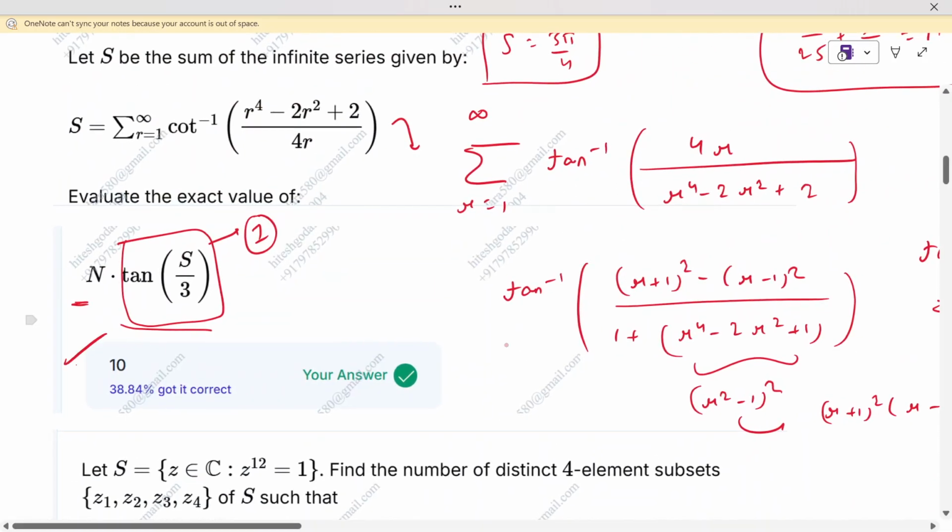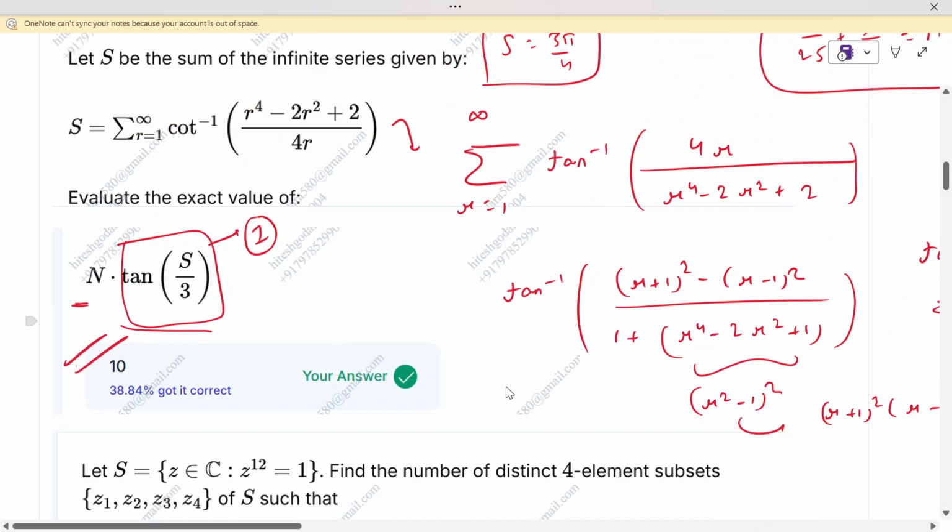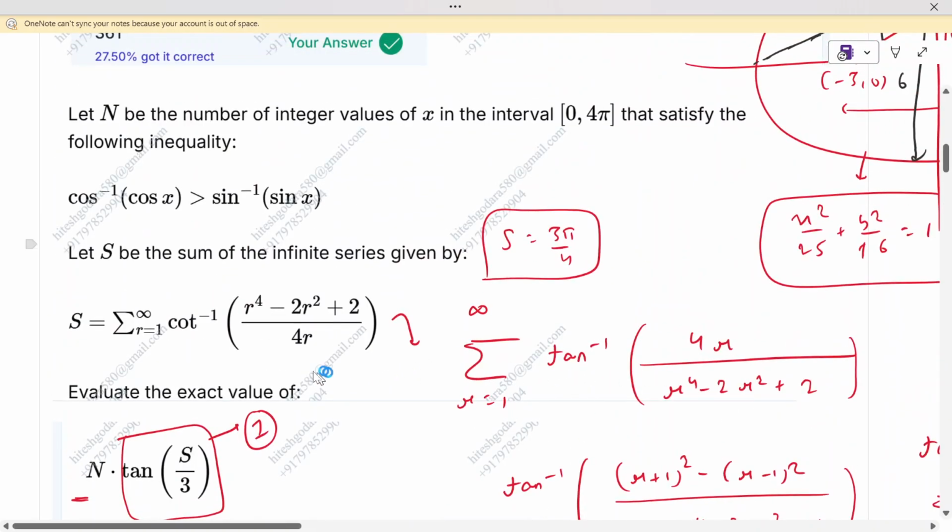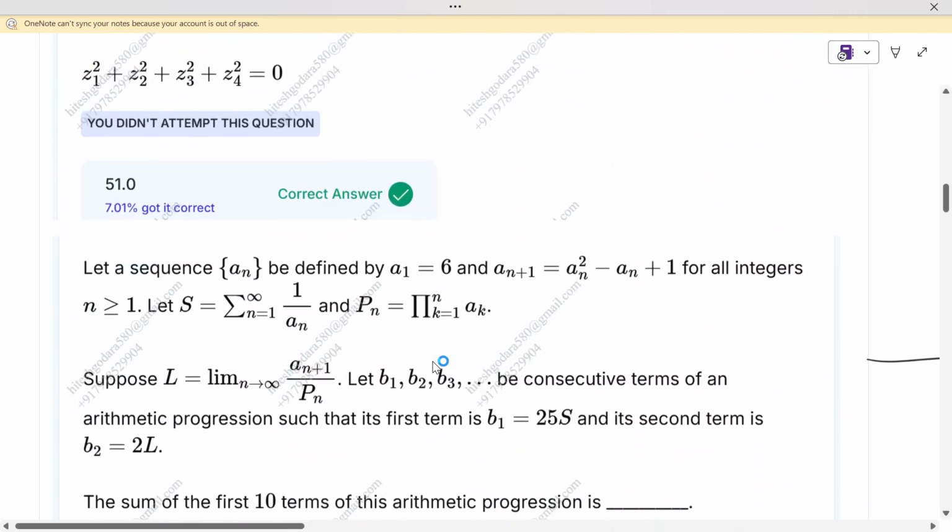So the answer is 10. Fine. It's not a difficult question, but you should know the approach, right? So use the graphical way. Otherwise, you will convert into different intervals and all, so that will be quite difficult. Fine. Okay.